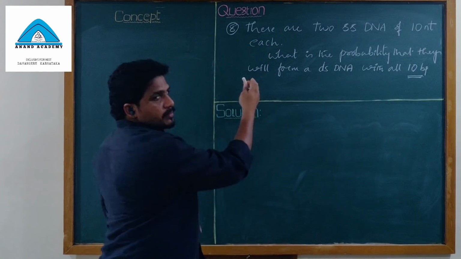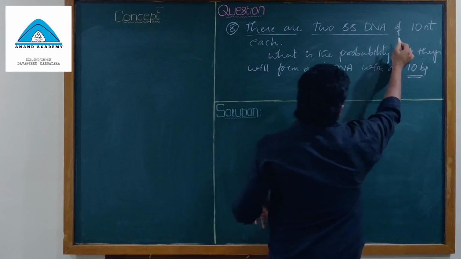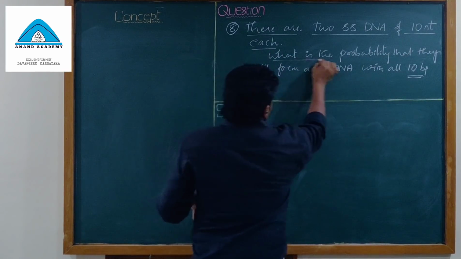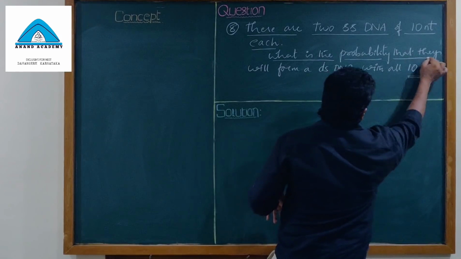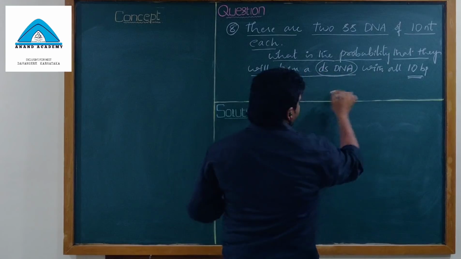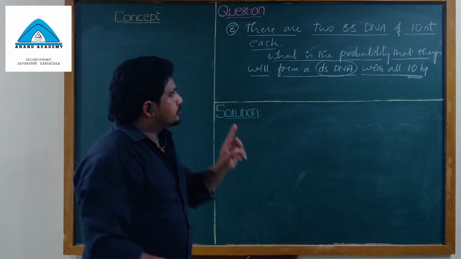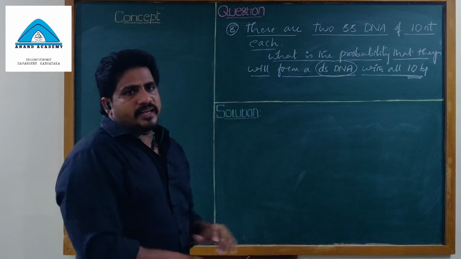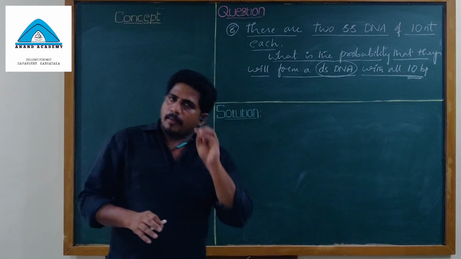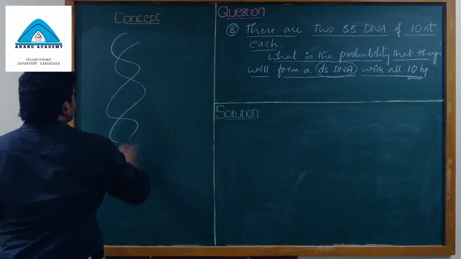So read the question properly. There are 2 single stranded DNA of 10 nucleotides each. What is the probability that they will form a double stranded DNA with all 10 base pairs? Read again. There are 2 single stranded DNA. Till now we have discussed all the questions about only double stranded DNA.